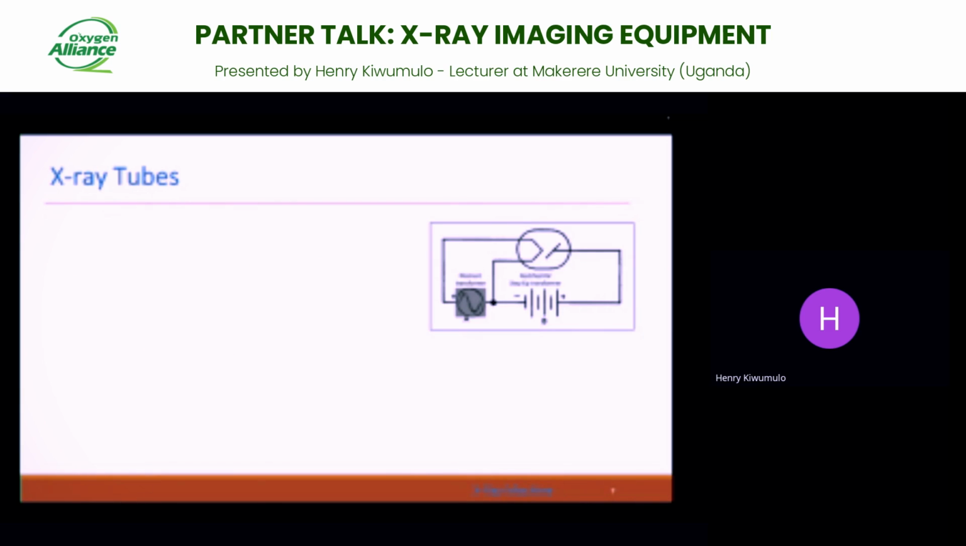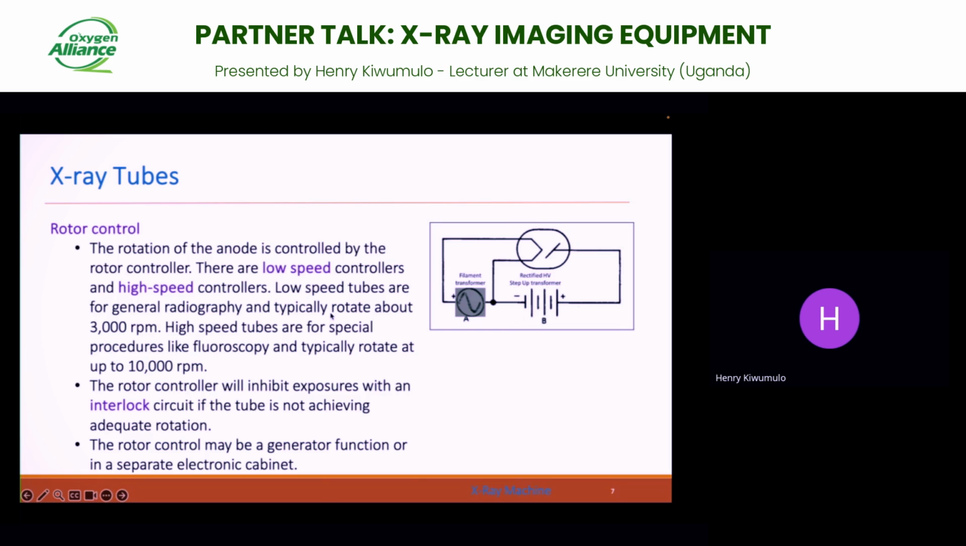So still under the tubes now, this is a schematic of the tube, but we normally have a high voltage transformer supply, which of course we shall also talk about briefly. And then of course the low voltage, which is a filament transformer, which we shall also talk about. But these are also very important aspects of the schematic of an X-ray tube.